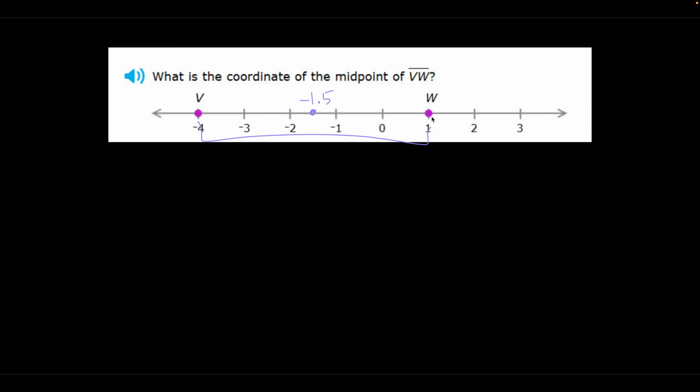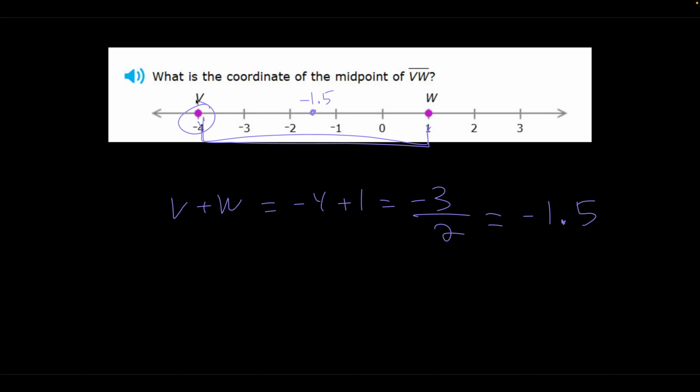And so we need to know how long it is from V to W. Well, to find that, we just do V plus W. So that's -4 plus 1, which is -3. And then we said, okay, we want half of that. So you divide it by 2, which is -1.5. So you can just add your numbers together, divide by 2, and that gives you the midpoint.